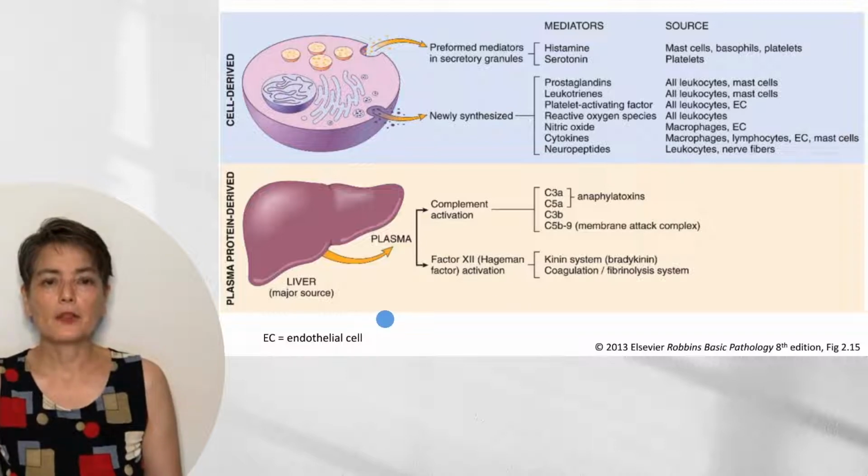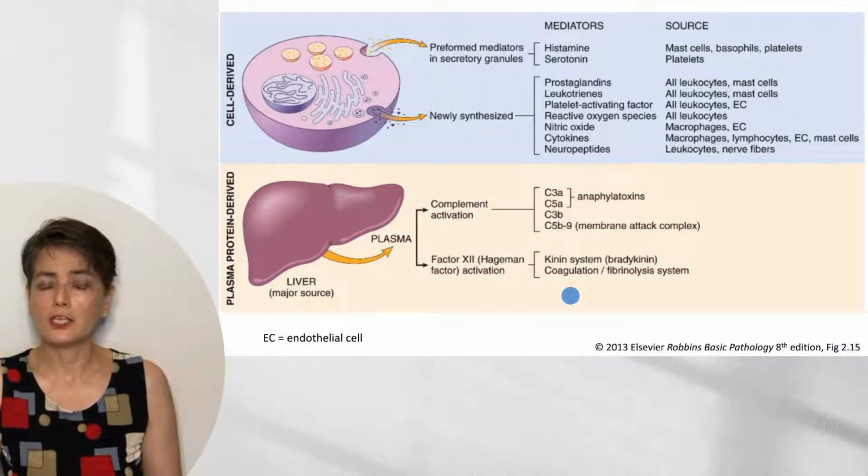Now, as we talk about the plasma protein ones, almost all of those are going to be elaborated by the liver and they will be released into the plasma. So these will be our complement proteins, which are listed here, and then ones that are involved in the kinin system as well as the coagulation and fibrinolysis system, which we talk about in the coagulation video.